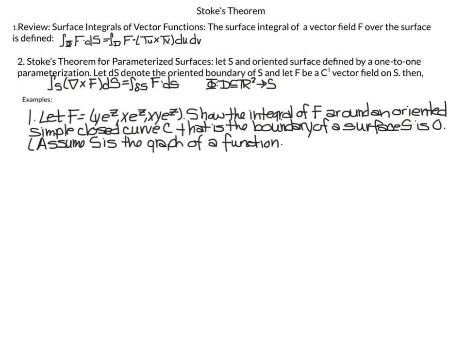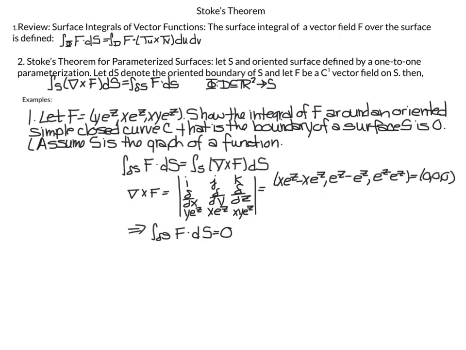This next example is quick. So we have a vector field f here, and we want to show the integral of this vector field around an oriented simple closed curve C, that is the boundary of a surface, is equal to 0. For this, we're going to use Stokes' theorem, and whenever there's anything we want to show equals 0, I often do the curl first. Actually, if you notice all the other previous examples I've done, I calculated the curl pretty early in the game.